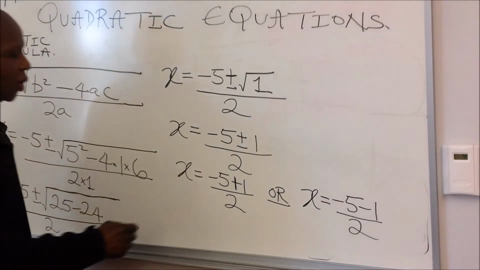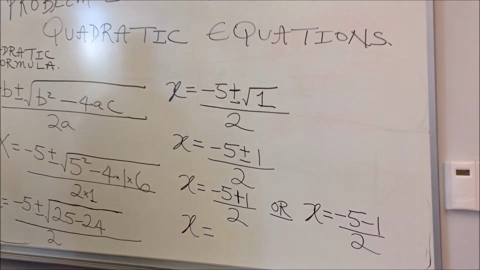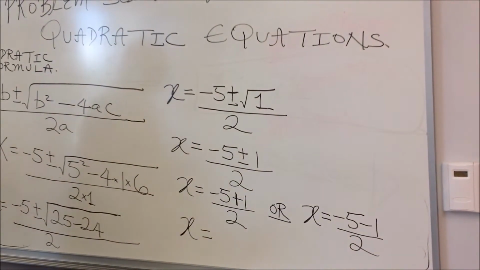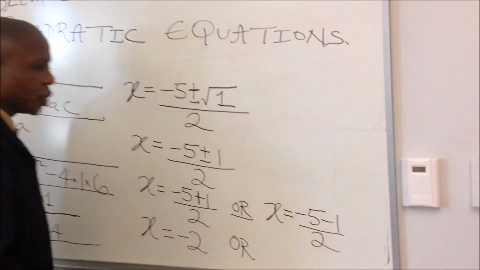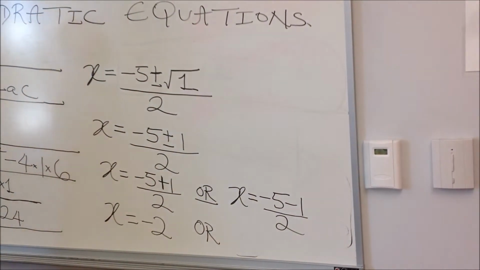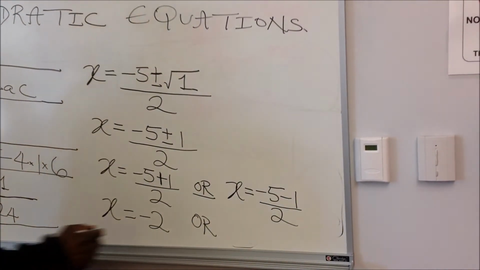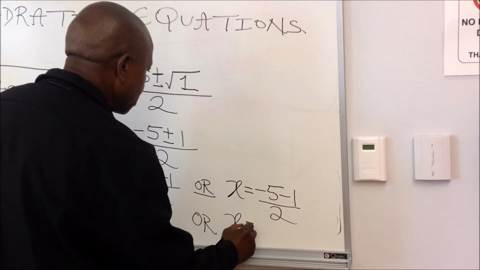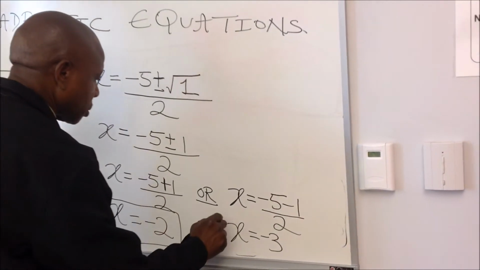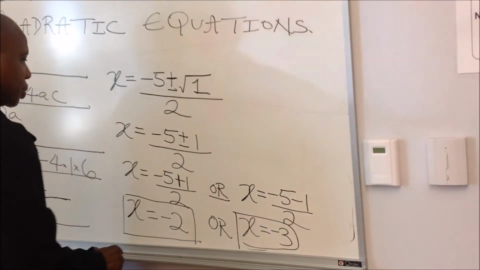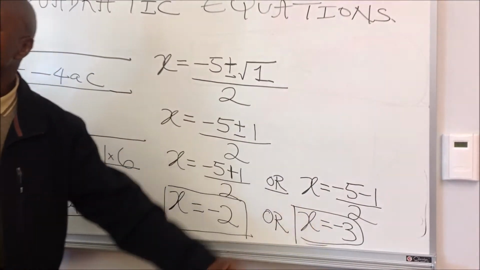Negative 4. What is negative 4 over 2? 2. Negative 4 over 2 is negative 2. Very good, negative 2. Now, we need to write down the negative 2. Negative 2 or negative 3. Oh, you're right, Mr. Joe, indeed. So what is negative 5 minus 1? Negative 6. What is negative 6 over 2? 3. Negative 3. So indeed, x is going to be negative 2, or x is going to be negative 3.